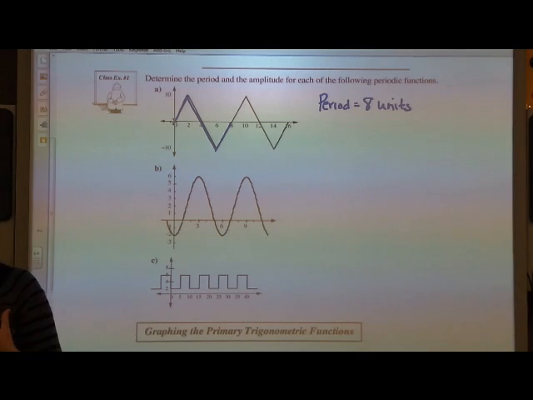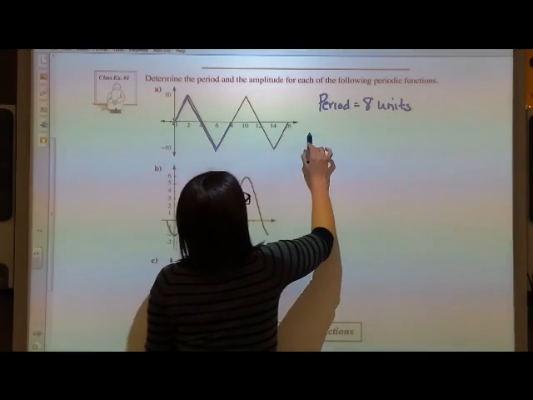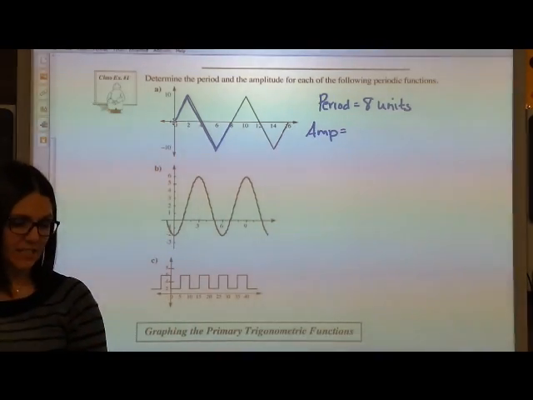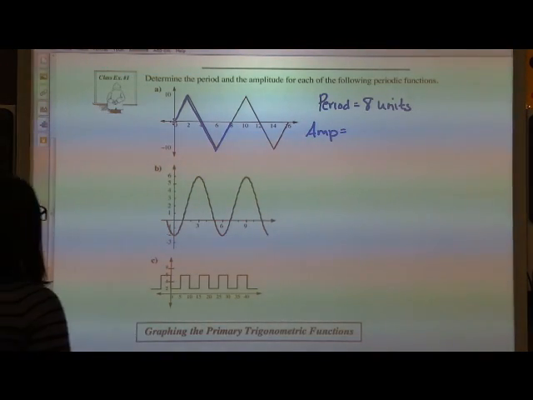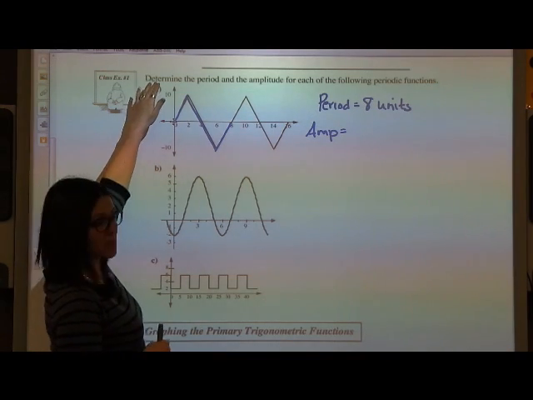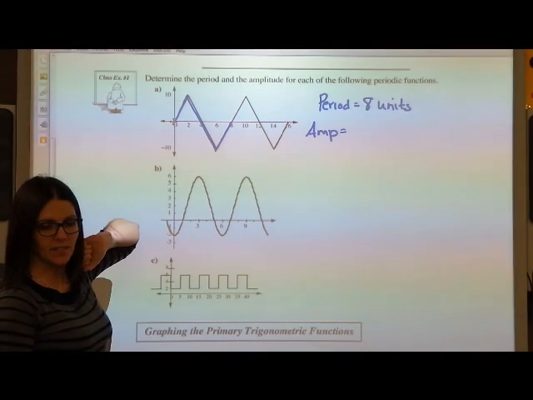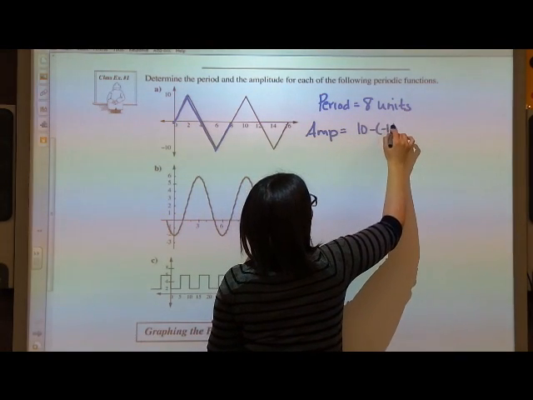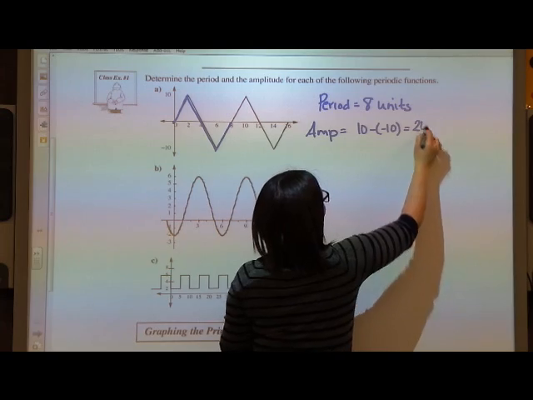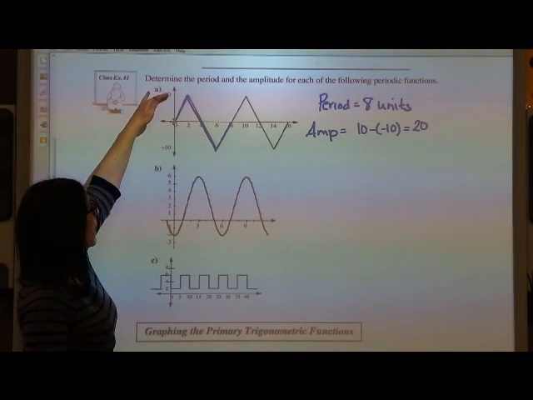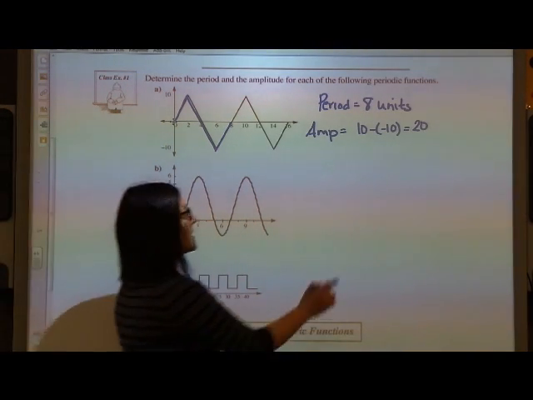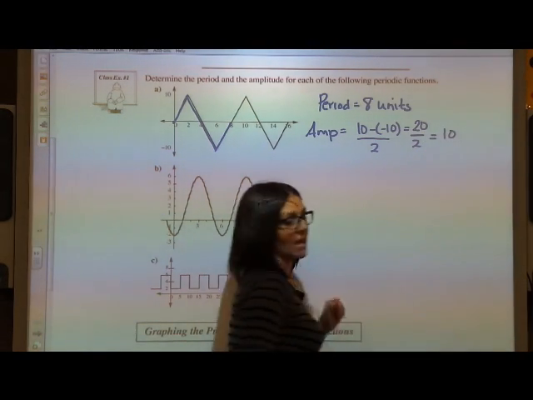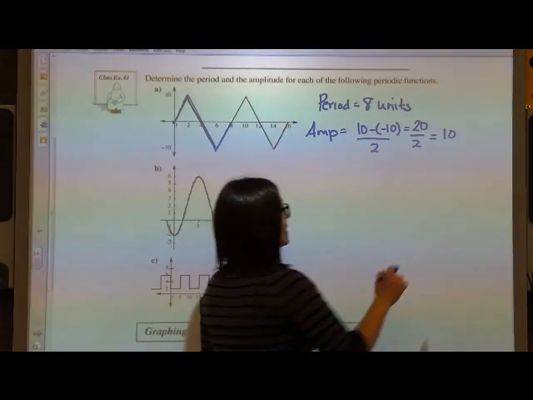Now if I look at the amplitude, remember from above, the amplitude is half the distance between the maximum and the minimum. So to find the distance between the maximum and the minimum, we subtract these two values. So 10 minus negative 10 gives me a value of 20. That would be the distance from maximum to minimum, 20 units. And I take half of that. So the amplitude ends up being 10 units.